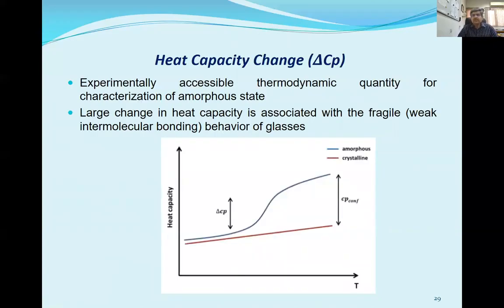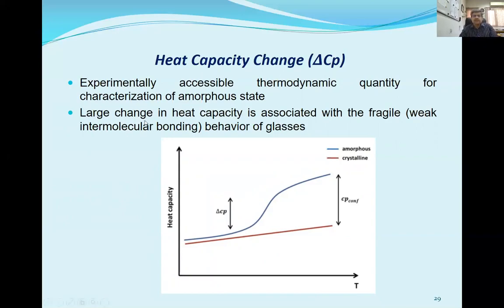The next concept related to the stability of the amorphous form is the heat capacity change at the glass transition temperature. And this is an experimentally accessible thermodynamic quantity for characterization of the amorphous state. In fact, in the DSC, there is an option to measure the heat capacity change. So you have to calibrate your equipment of the DSC for measuring the specific heat of the system.